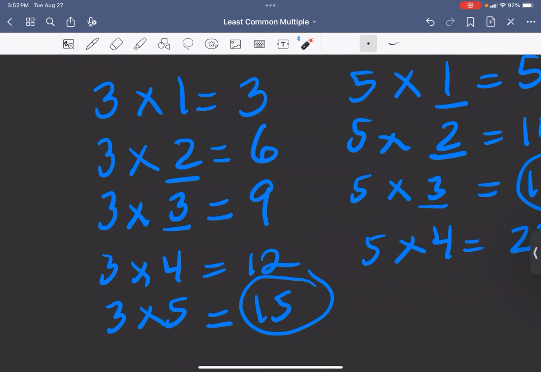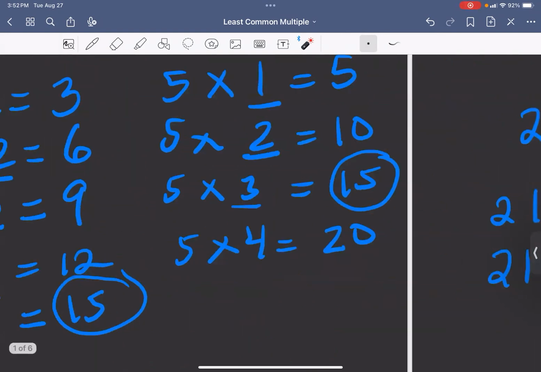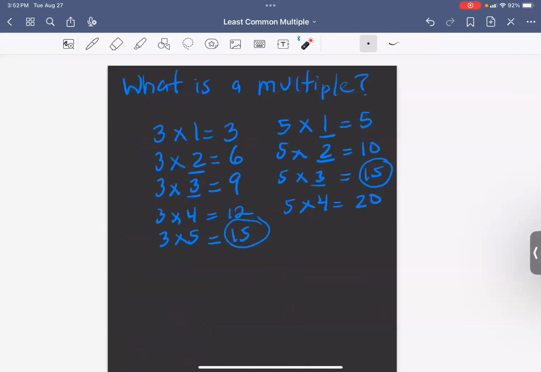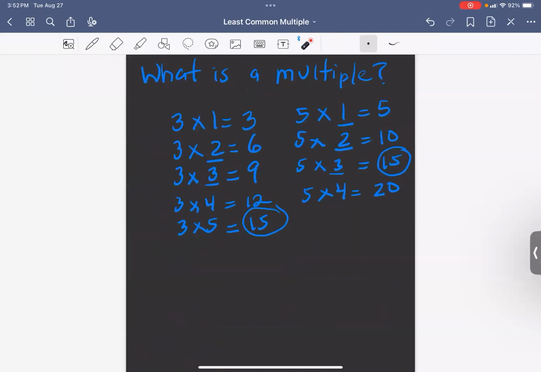So you notice I'm multiplying first 3 times 1, then 3 times 2, then 3 times 3, then 3 times 4. So these are consecutive numbers. So if I do the same thing with 5, the first multiple of 5 is 5, the second multiple of 5 is 10, third multiple of 5 is 15, fourth multiple of 5 is 20. So that's how we find the multiple.